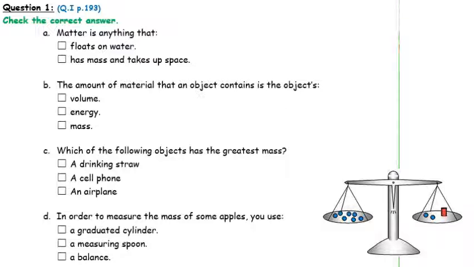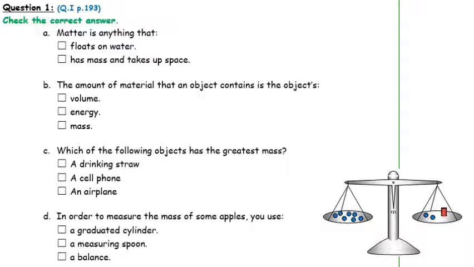Let's start with question 1. This question is found in your book on page 193. You have to check the correct answer, and there is one correct answer for each part. Part A. Matter is anything that floats on water or has mass and takes up space.